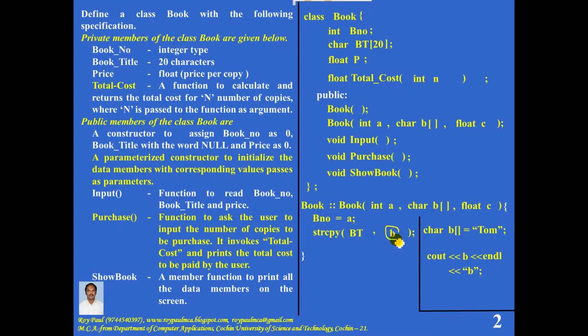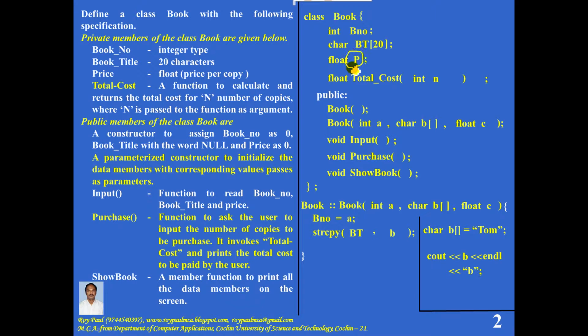Here no need for double quotes. Example, a character array is declared. It is given the initial value Tom. So if I write double quotes B, alphabet B comes. If I write simply B, the value of the array B comes, which is nothing but Tom. So here I want the value of this array to be copied to the array BT. So no need for double quotes here.